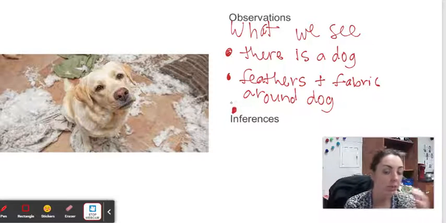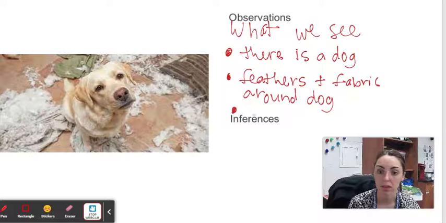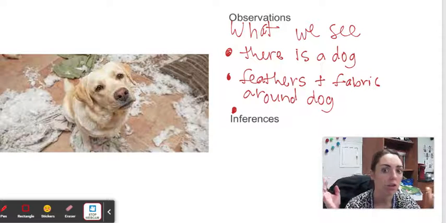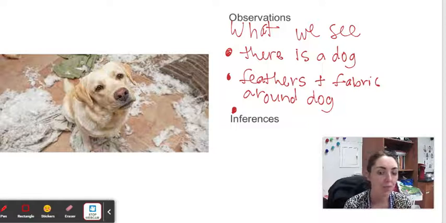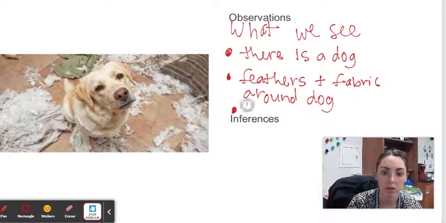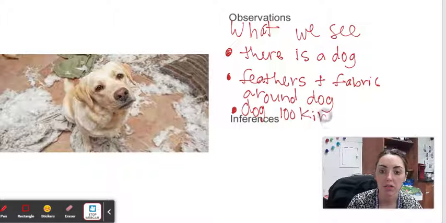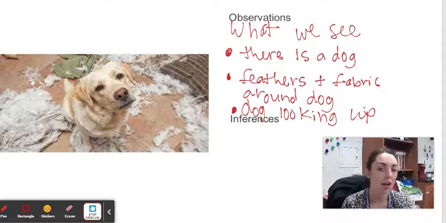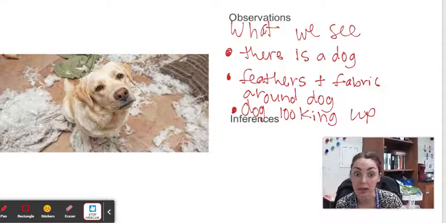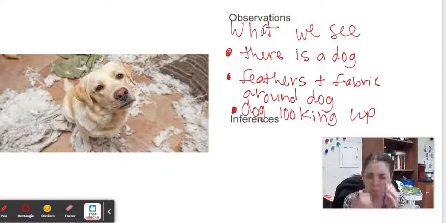And I want my observations to be helpful observations, observations that tell me something about what's actually happening. Like, there are some things I could say, like the dog has a nose. I mean, that's an observation, but it's not really helpful for me figuring out what's going on here. So dog looking up was the last one I said. So three observations, and again, they are observations that are helpful to figuring out what's happening in the picture, not just random things I see.